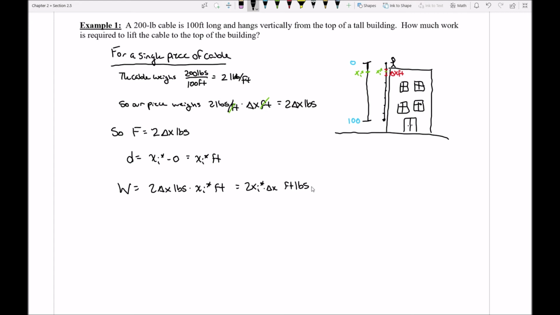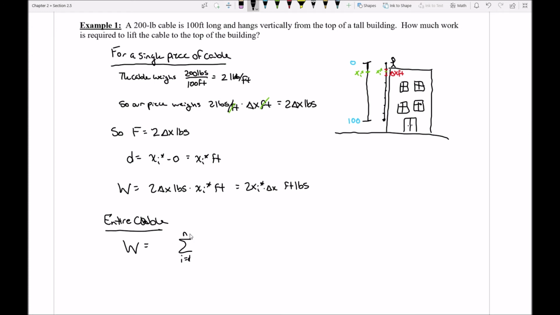Now that's the amount of work, again, required to move one single piece of cable. And now I can try to summarize that for what would happen when I look at the entire cable. If I look at the entire cable, I can easily see that what I would want to do is say that the total amount of work is going to be adding up all of the amount of work for all the individual pieces.